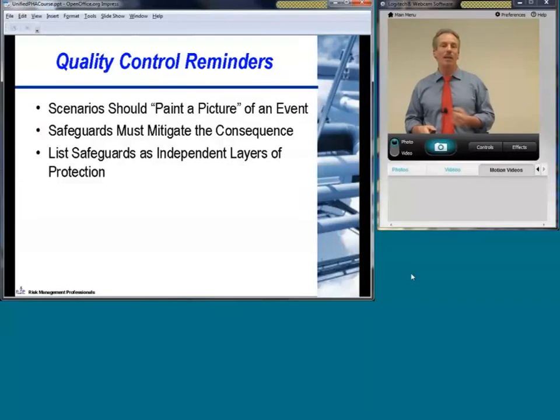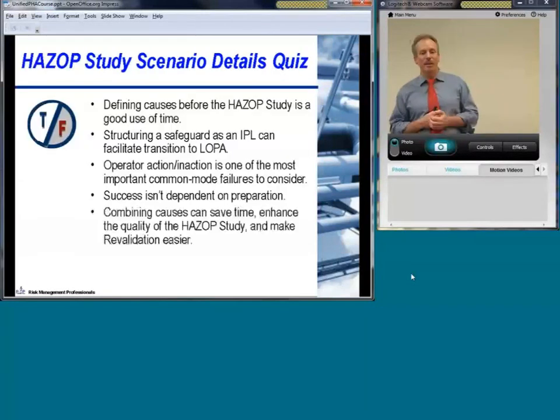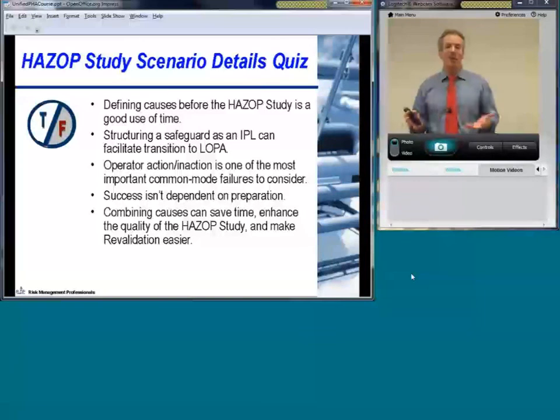So normally I would do this if it was a one-on-one interaction with a classroom, but let me go through some key points in terms of a quiz. True or false, defining causes before the HAZOP study is a good use of time. That's absolutely true. When you've taken the time to lay it out, prepare properly, and also get the causes laid out, it saves a lot of team time, and you've also got a framework for making sure you get a good quality job done.